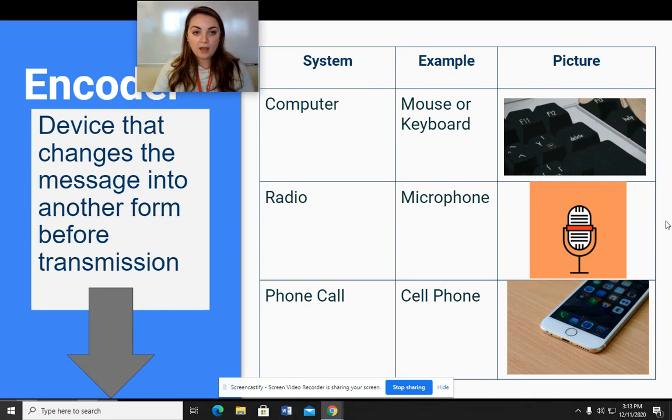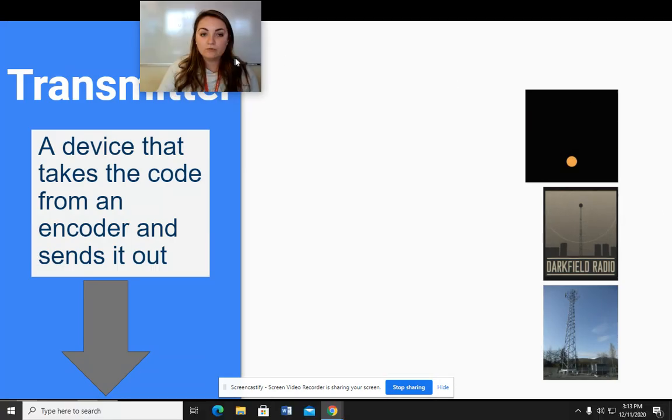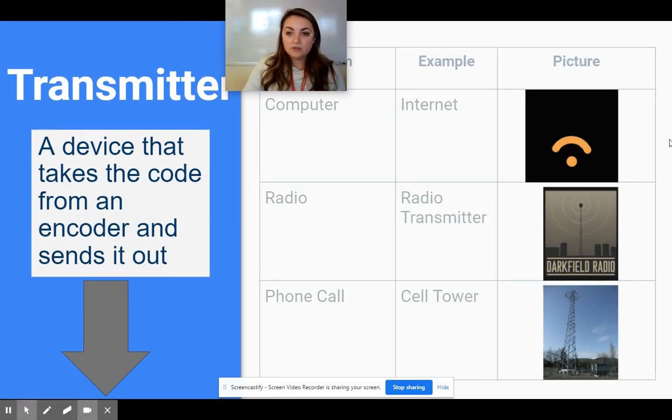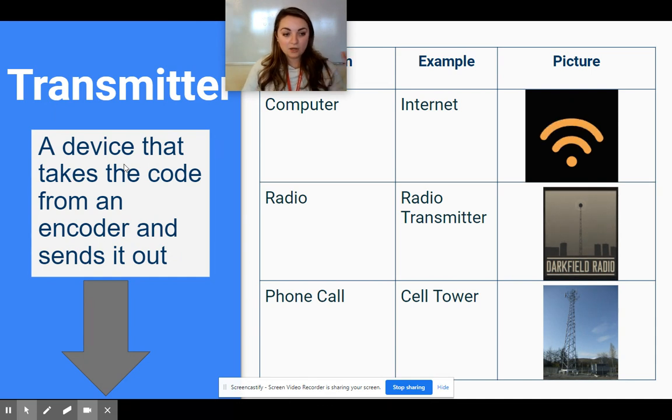All right, so after we have our message encoded, so I'm the source, I gave the message, I encoded it into whatever device I'm trying to use by either using the keyboard or speaking into a microphone, and now that message is in the right form. So now it's ready to move. That message is going to move through a transmitter. And so the transmitter is the device that takes the code from an encoder and it's going to send it out. Right? So it's the device that's going to take that code that's already ready to go. It's changed into whatever language it needs to be in, and it's going to send it out.